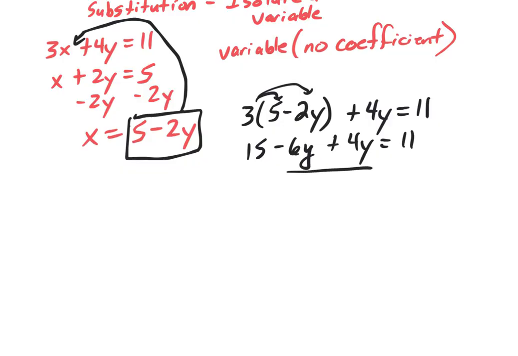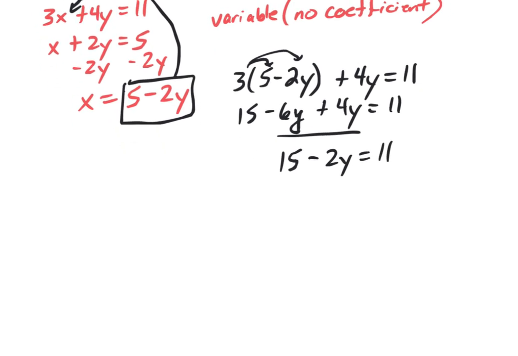And we're going to combine like terms. The two y terms are on the same side as one another, so we're going to go negative 6y plus 4y. And then we're going to solve for y from there. And we get y equals 2.